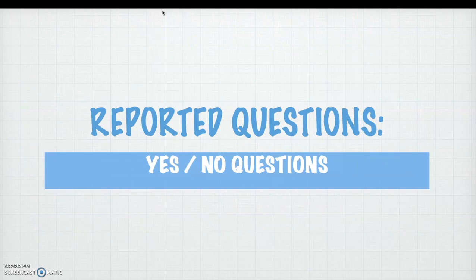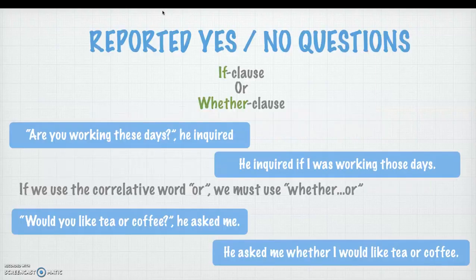Let's start with reported yes-no questions. To report a yes-no question, we need an if clause or a whether clause. If or whether, they mean si in Spanish. So it is a subordinate noun clause introduced by the word if or whether, either one, and then the rest of the sentence with the subject and the verb in the tense that corresponds.